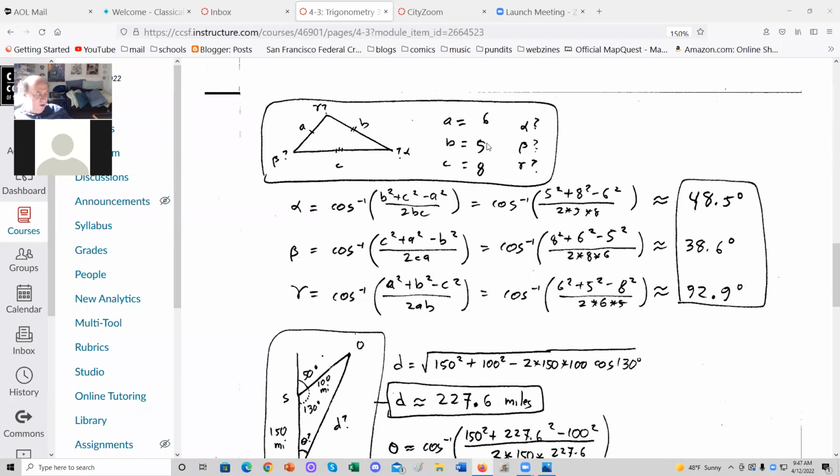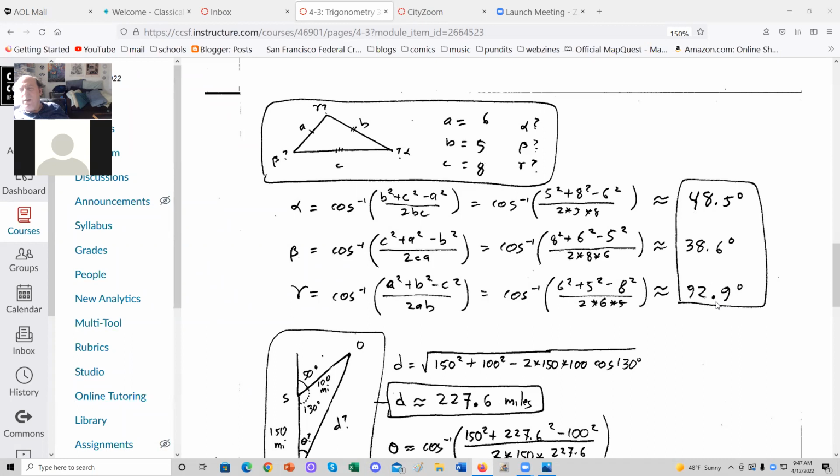Okay, I'm sorry. Arc cosine of 5 squared plus 8 squared minus 6 squared over 2 times 5 times 8 is approximately 48.5 degrees. And okay, beta is arc cosine of c squared plus a squared minus b squared over 2ca. You plug in the numbers, out comes 38.6 degrees.